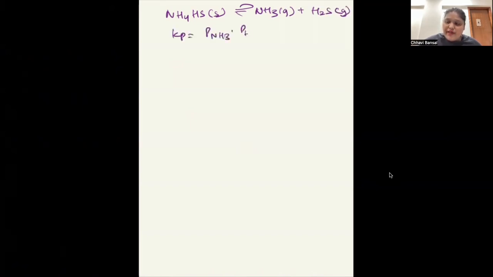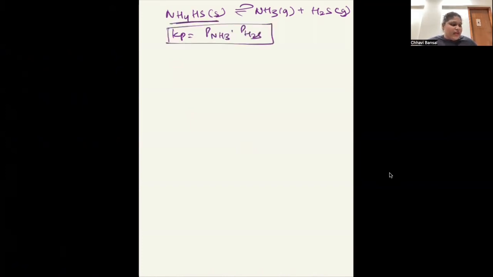Fine. In such cases, for example, NH4HS is solid, and it is going to form NH3 gas plus H2S gas. So again, same rules. Kp will be only the pressure of NH3 into pressure of H2S. We do not consider the solid.